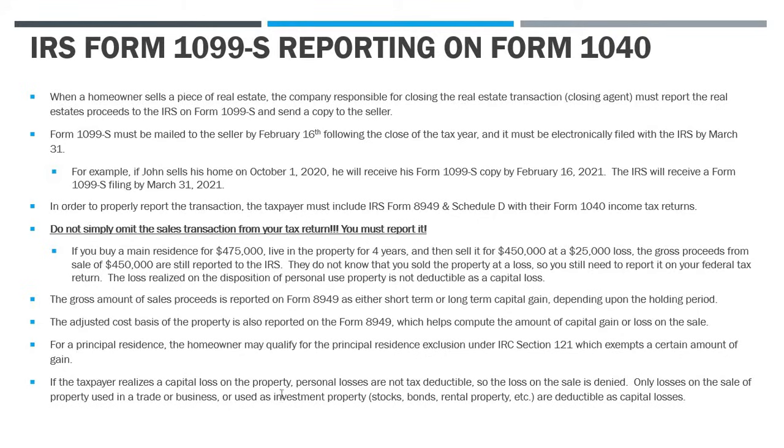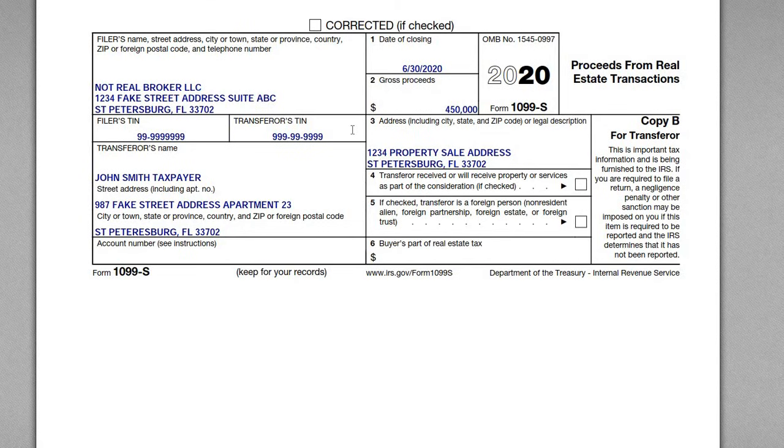And then lastly here, as I've already highlighted, if you realize a capital loss from the sale of the property, you still have to report it, but you might not be able to get a tax deduction. And so that's what we're going to look at here in my example. So if I go back to the 1099-S, here's the closing agent, Not Real Broker LLC.